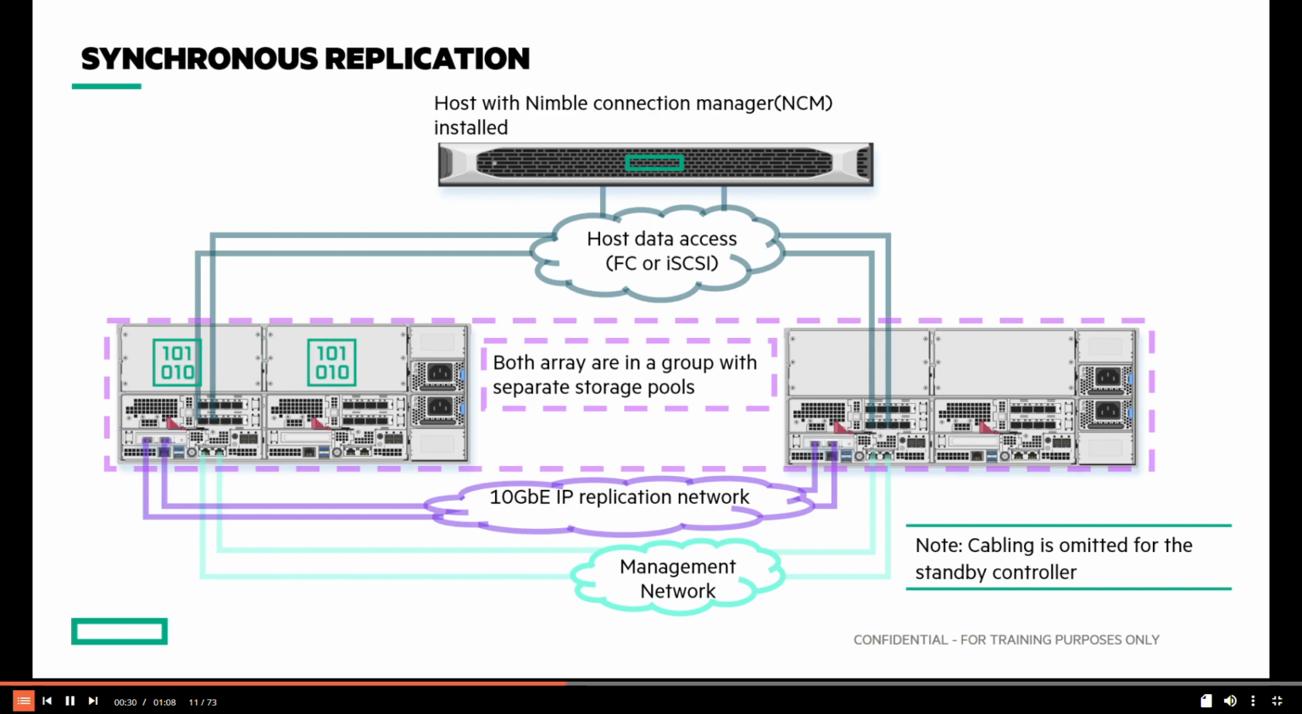Next, the data is mirrored across the chassis backplane to the standby controller in the same array. And then it is copied across the IP interface to the active controller in the second HPE Nimble storage array. Finally, the data is mirrored across the array's backplane into the NVRAM on the second array's standby controller. Only then, after the data is successfully copied to all these locations, does the first array acknowledge to the initiator that the data has been written.